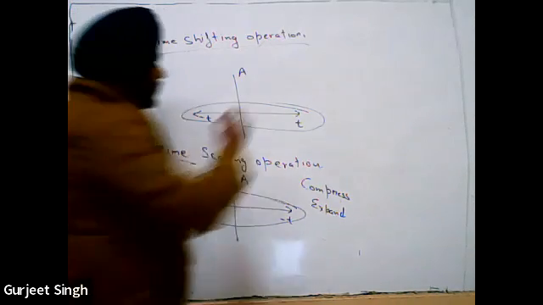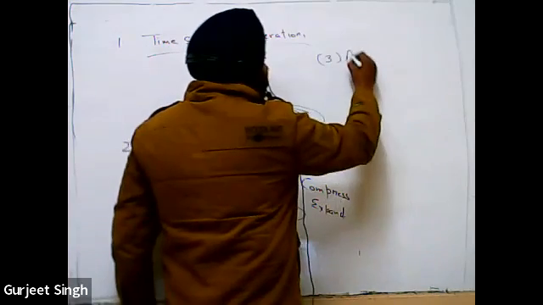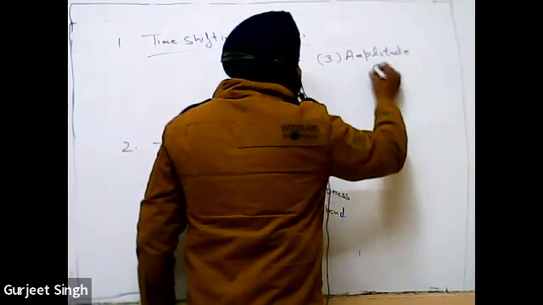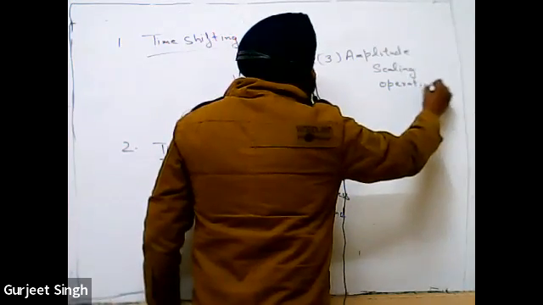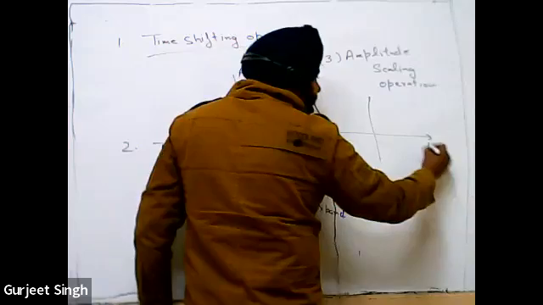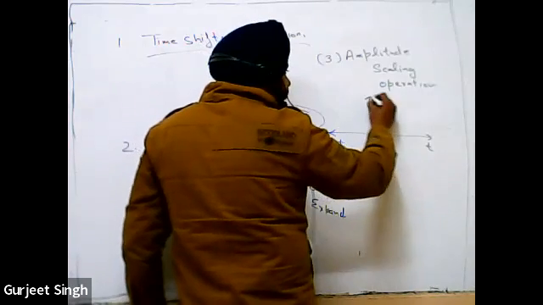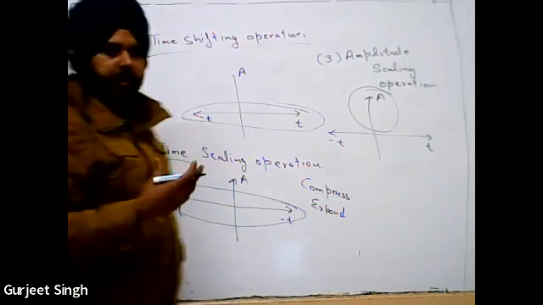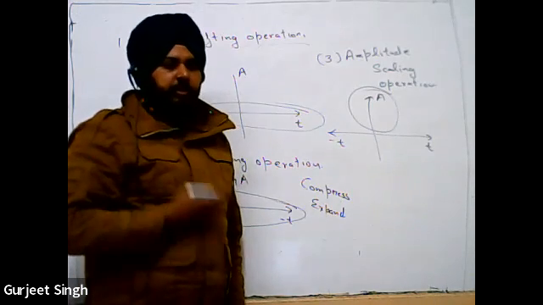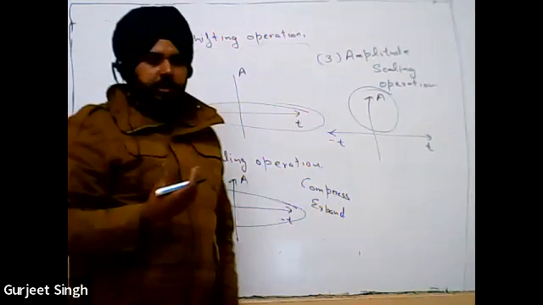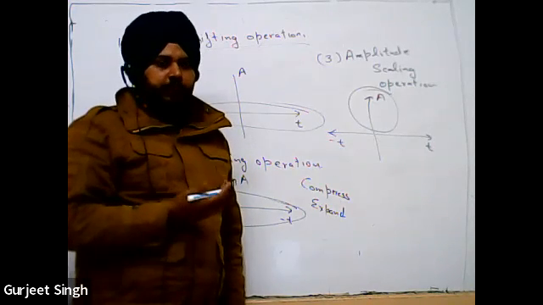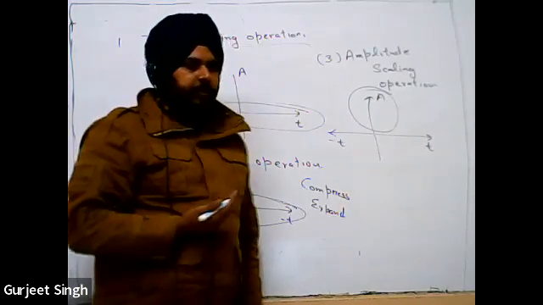The third type is the amplitude scaling operation. Here this is the time t, this is minus t, and this operation is performed along the y-axis. We perform the operation on the amplitude. We do additions in the amplitude, we do subtraction in the amplitude, we increase the amplitude or decrease the amplitude of the signal.